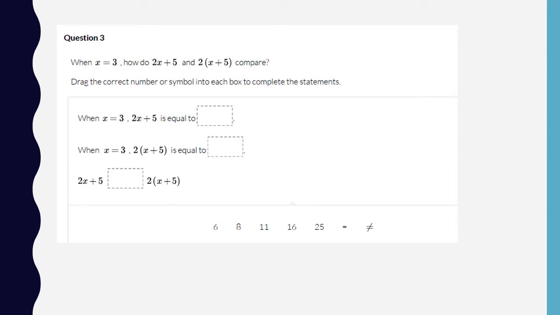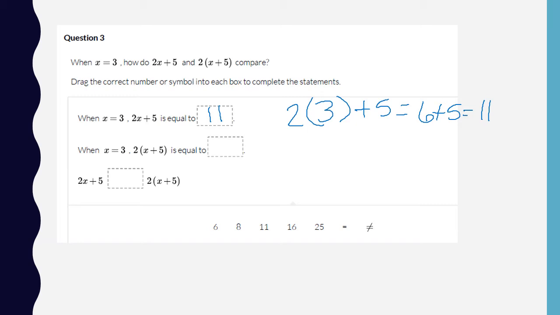Number 3. When x equals 3, how do 2x plus 5 and 2 times the quantity of x plus 5 compare? So when x equals 3, 2x plus 5 is equal to blank. So we've got to plug that in. So 2x plus 5. I'm going to plug in 3 where I saw the x. So 2 times 3 is 6 plus that 5. That's 11. So I can put 11 in this box.